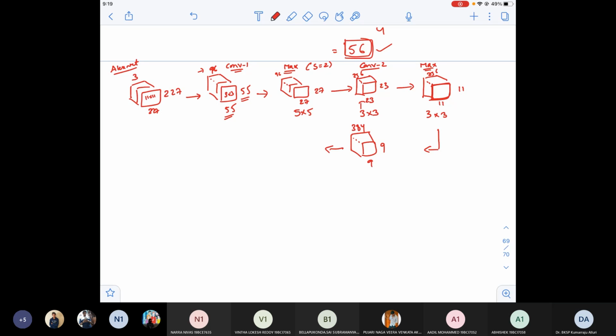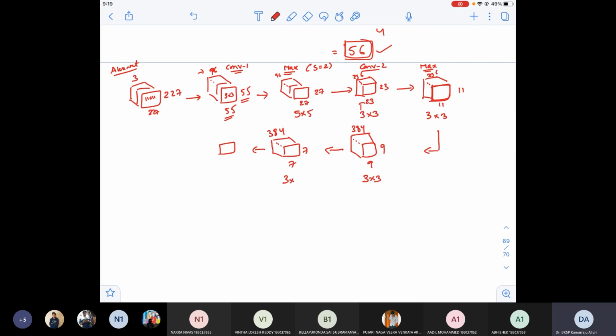Then, with some configuration, they got 7 by 7 as output by applying 3 by 3 filters here. And again, the depth is 384. All this thing, like AlexNet, I already have drawn it previously. You just need to refer to your notes. So 7 by 7, 384. Again, they applied a 3 by 3 filter here.